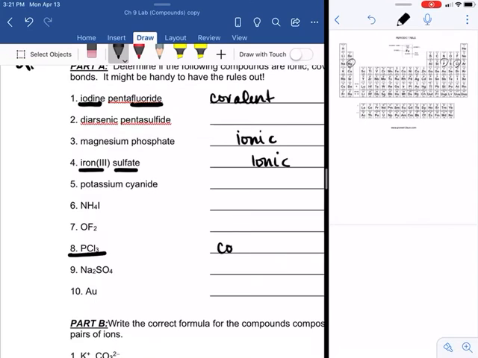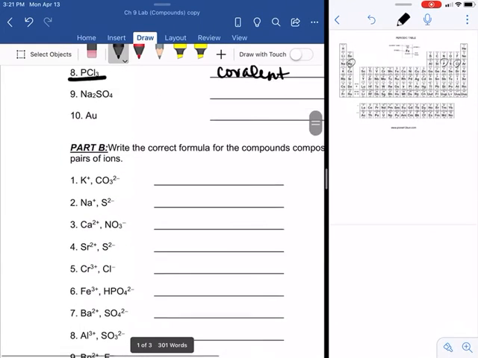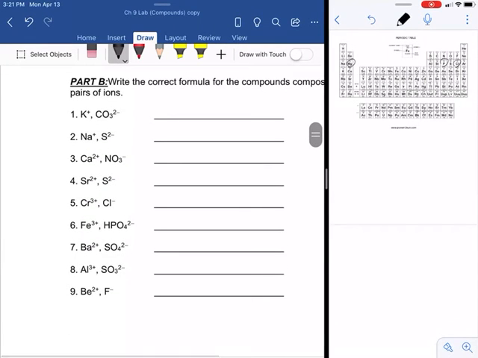So those are both non-metals, which means that you are dealing with a covalent bond there. Okay, so that's it. That's all you do on the first part. You just tell me if it's a covalent, an ionic, or a metallic. Okay, so if it's just one element that's a metal, it's a metallic.